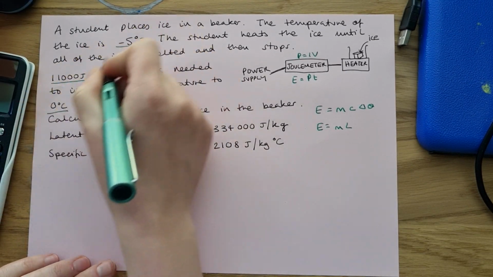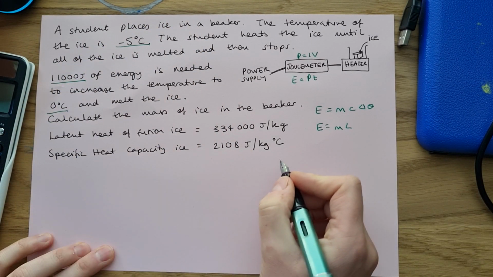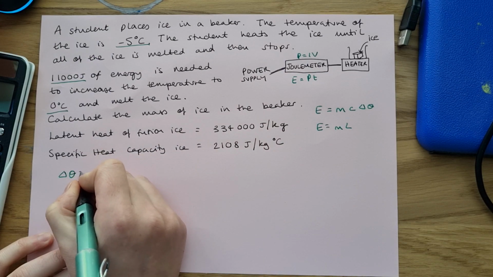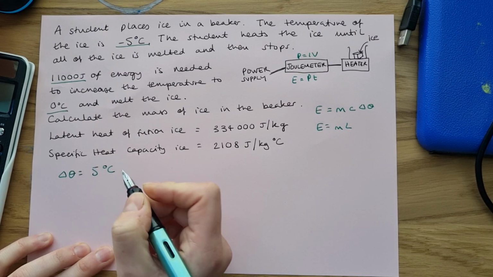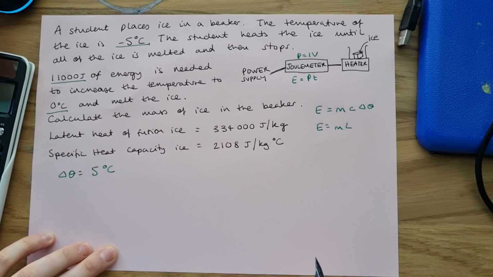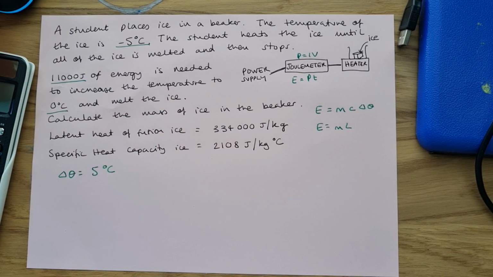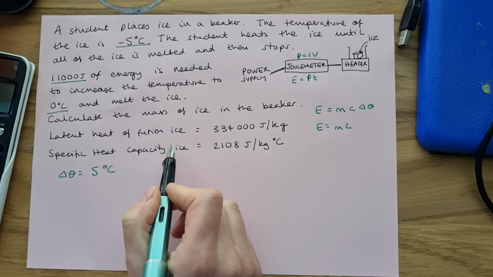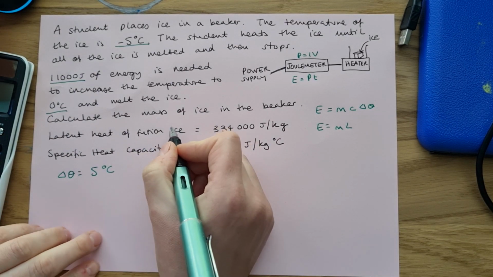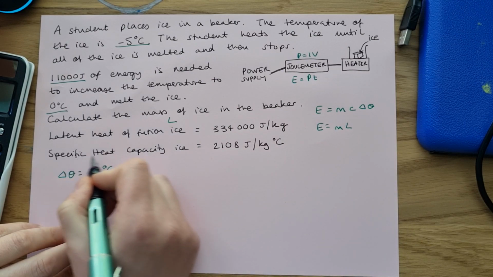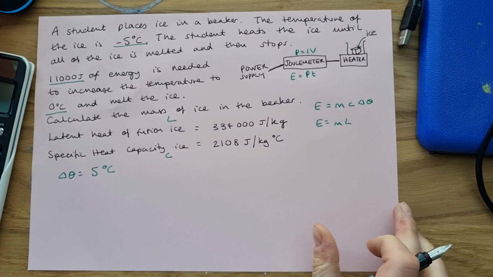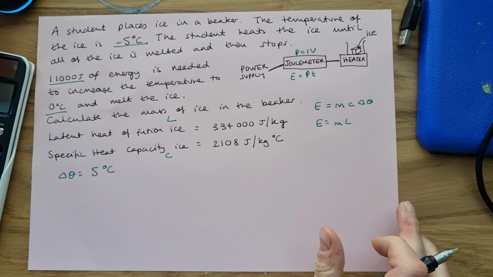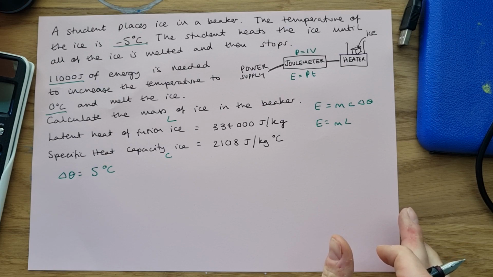You've got a temperature change of 5 degrees Celsius, because it's going from -5 to 0. But what do we use? They've given us the latent heat of fusion of ice, that's L here, and they've given the specific heat capacity of ice. Now, if you don't know the mass, they can give you these ones where you have to use both the equations.